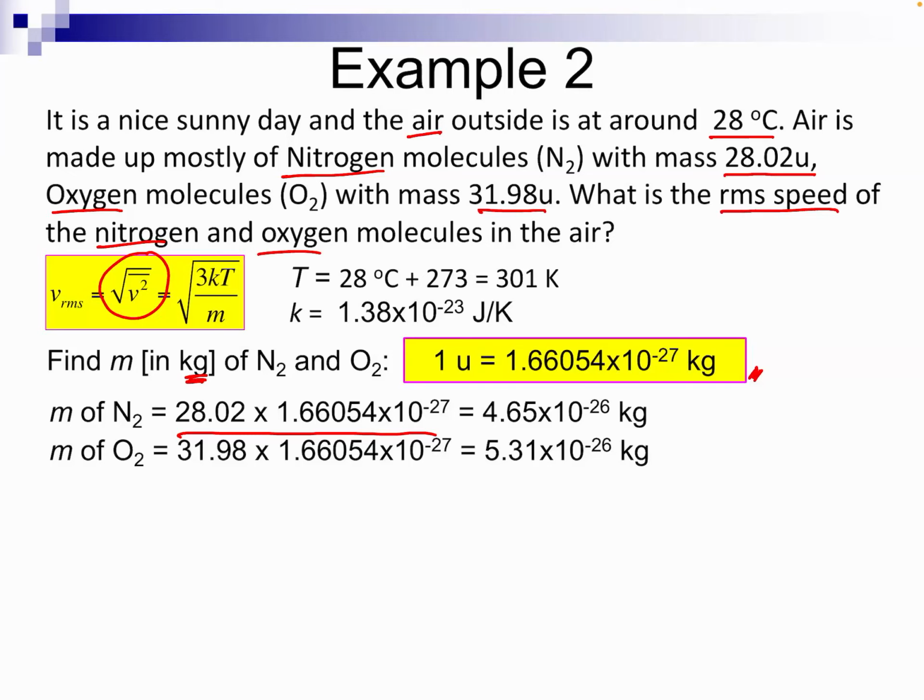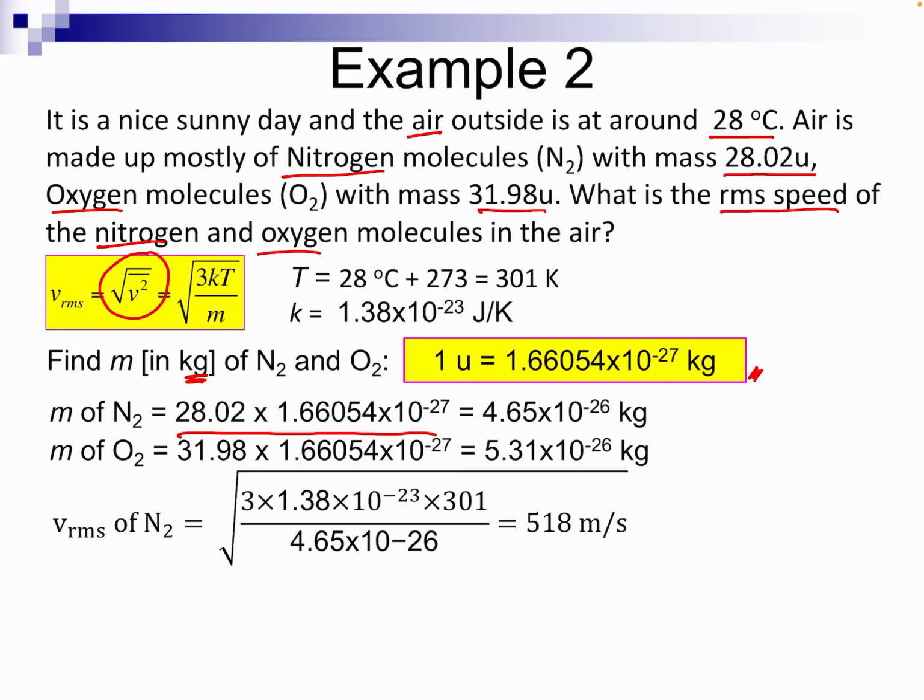Right. That then provides us everything we need to solve for the RMS speed. For the nitrogen molecules, the RMS speed is 580 meters per second. You have the square root of 3 times the Boltzmann constant times the temperature. Don't forget to convert your temperatures to Kelvin.